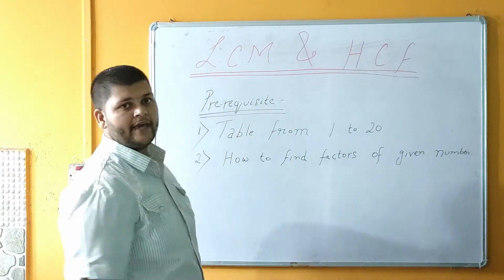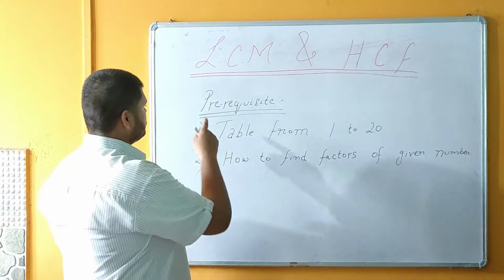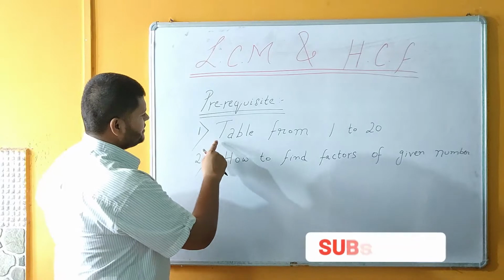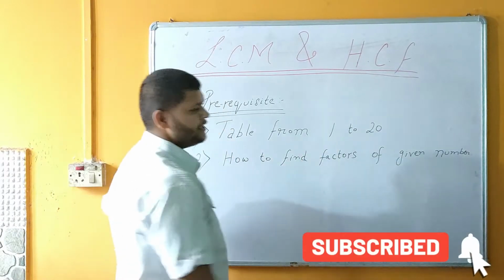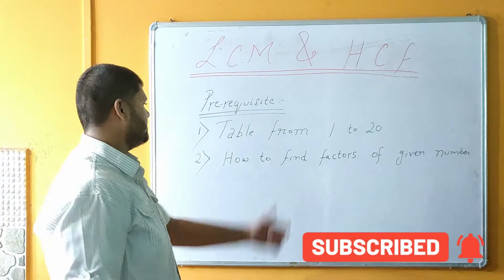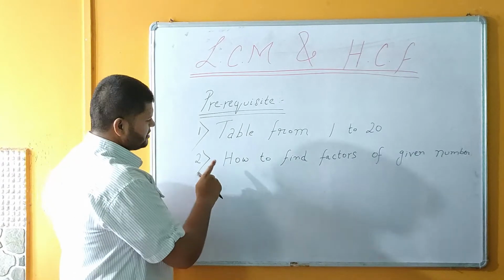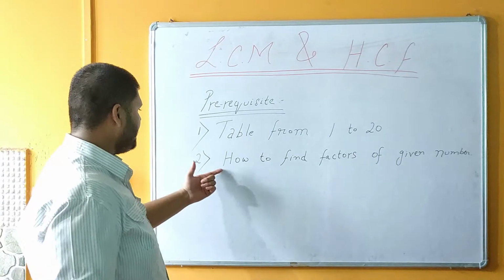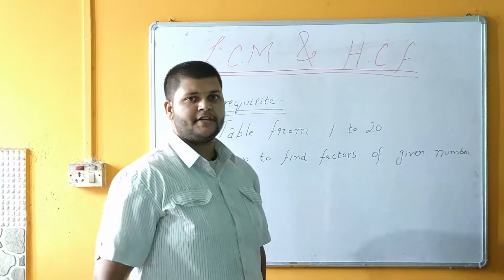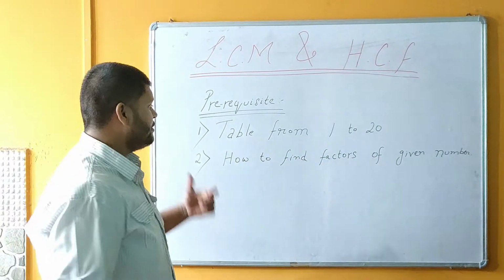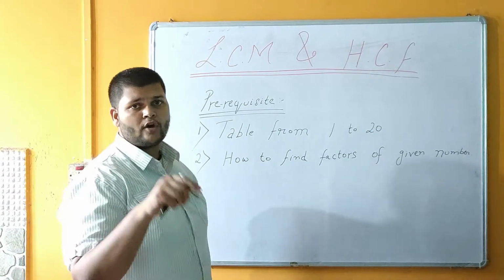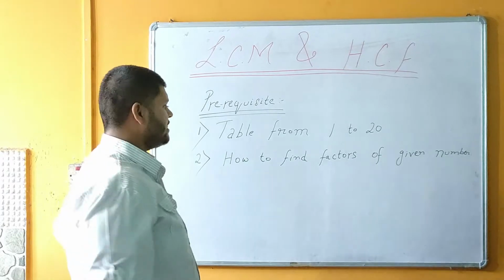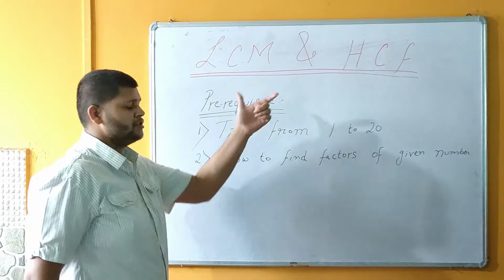Before diving into the actual topic, the prerequisite knowledge required is the tables from 1 to 20. You need to memorize it. After that, you must be able to find the factors of a given number. The second point we have already studied in the previous video. If you haven't seen that video, I will drop the link in the description. You can watch that video first and then dive into this topic.